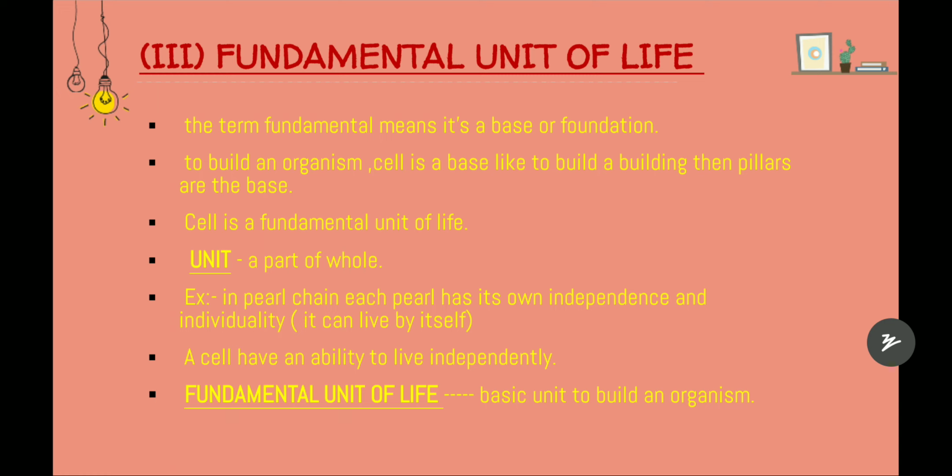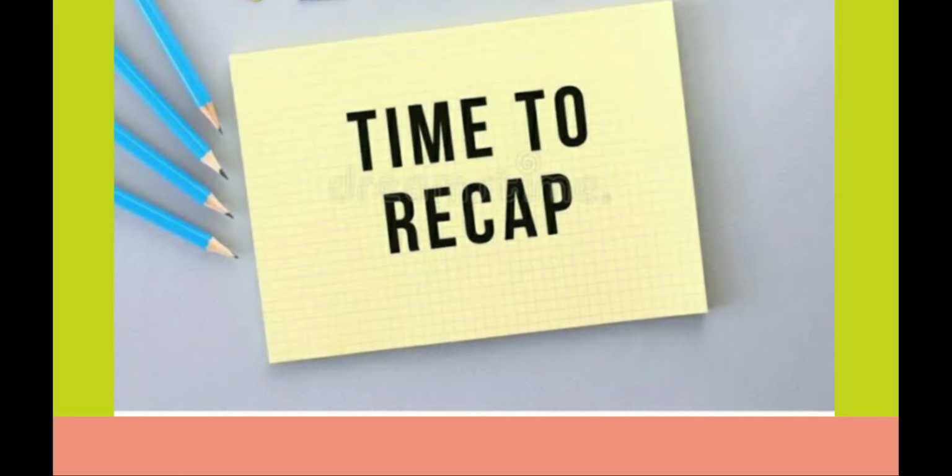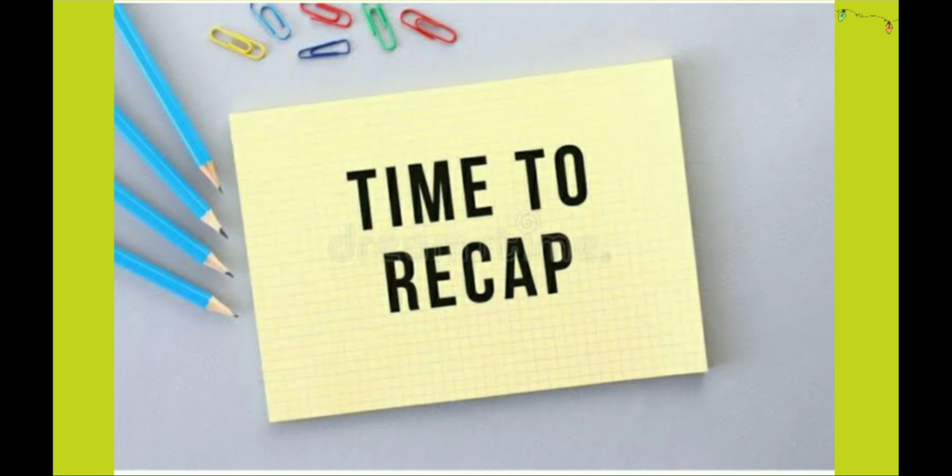What is the meaning of fundamental unit of life? You can conclude that it means the basic unit to build an organism. What is a cell? A cell is a basic unit to build an organism. Any organism, plants, animals, any living organism, even human beings. So these three are very important definitions to describe any cell. I mean the cell first of all, and then plant cell and animal cell, and we have different cells also.